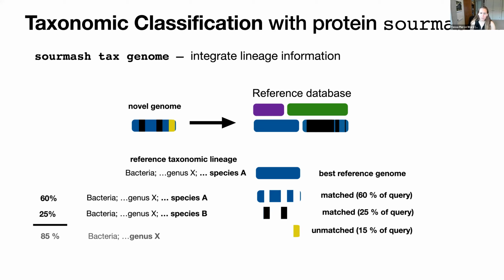So what we're using this for then is choosing a percentage or a threshold for when we consider sufficient query match, and we can assign that classification that we get to our novel genome.